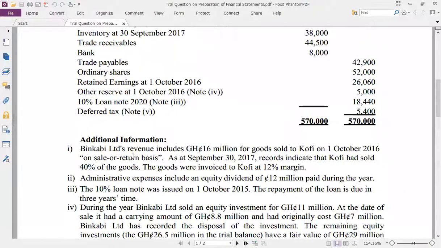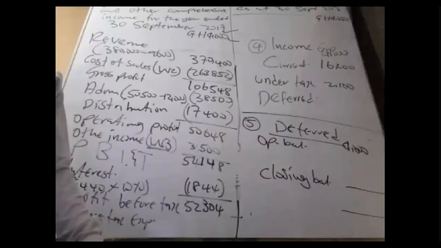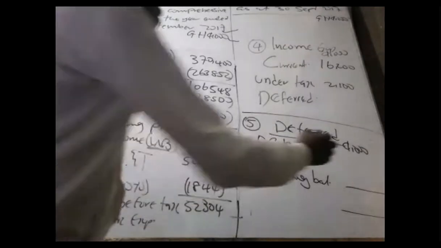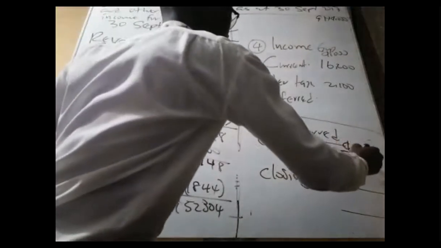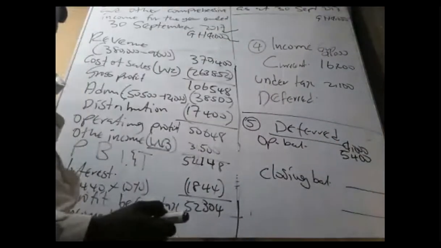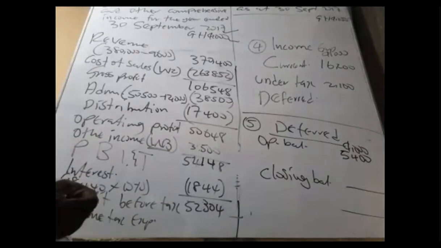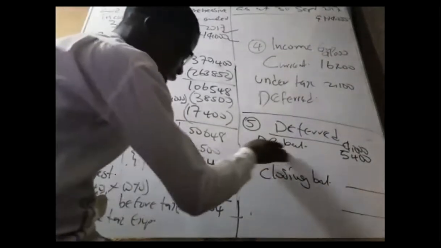Most often, the last footnote. Deferred tax is the opening balance: 5,400. Agreed. Perfect. Let's go. So, the opening balance is 5,400. Let me put it here. How do we get it? 5,400. Then I'll leave a space. Come and do the closing balance.